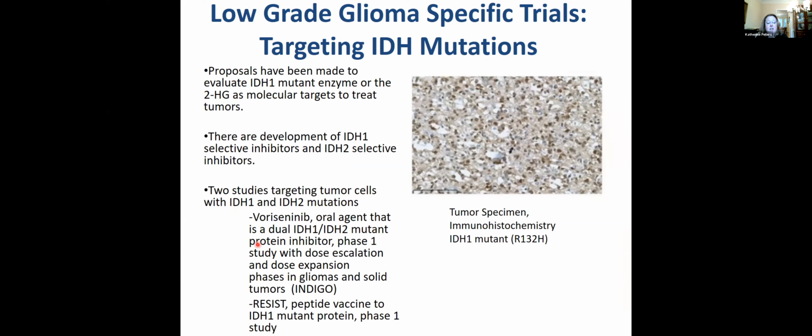One is a study using a compound called vorasidenib, which is an oral agent that inhibits these mutant enzymes. We've done a phase 1 study with a dose expansion, and now we're in a phase 3 study looking at this. And then the other is a peptide vaccine to the IDH1 mutant protein, which is a phase 1 study.